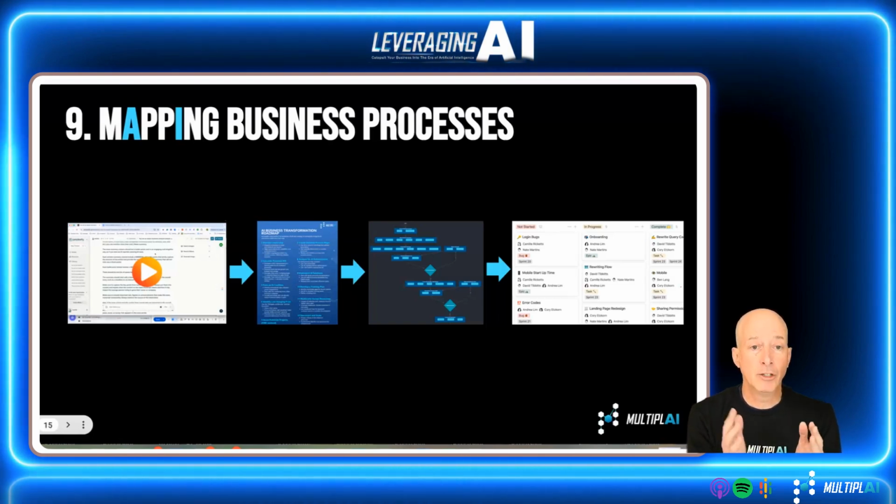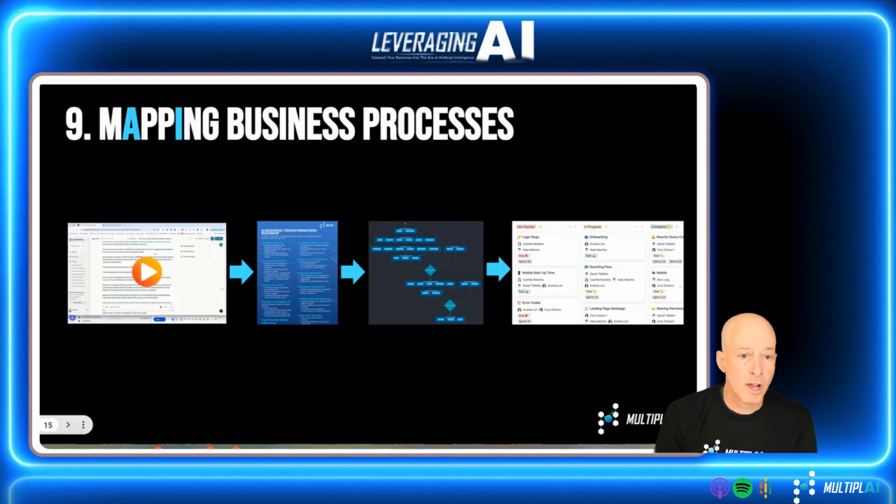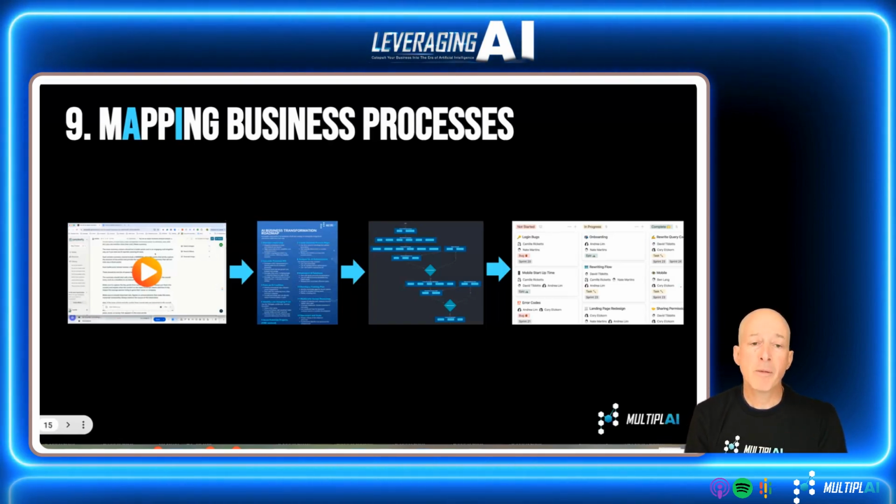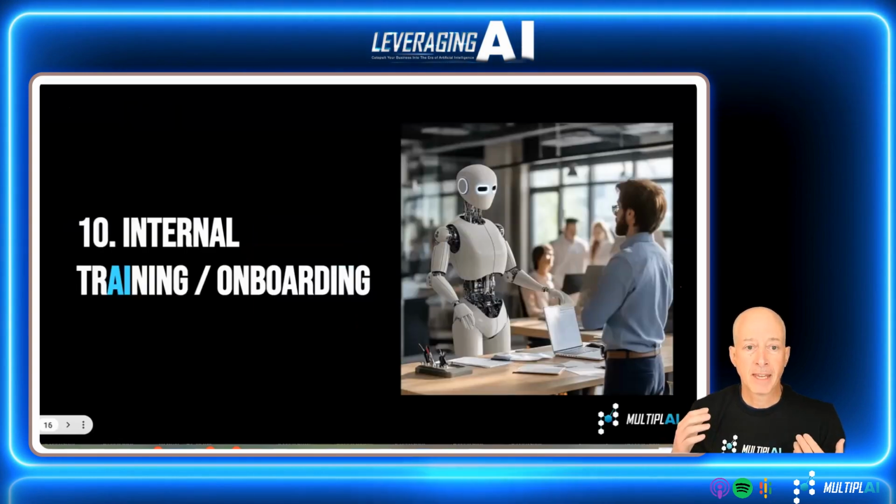So if you bring a new person from the street that's never been trained, they can know exactly what to do and how to do it and what's the flow and who touches it. Very powerful capability to mapping business processes. And then you can use that as a starting point for AI automation because you have the process mapped very well. Internal training and onboarding.